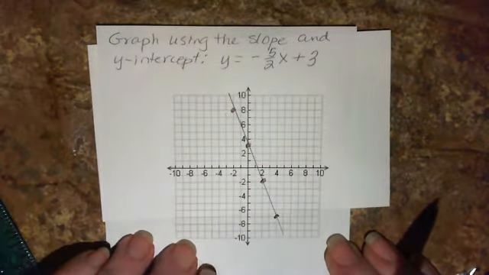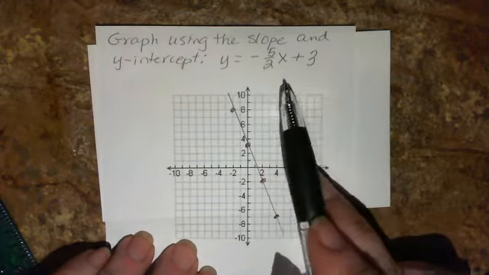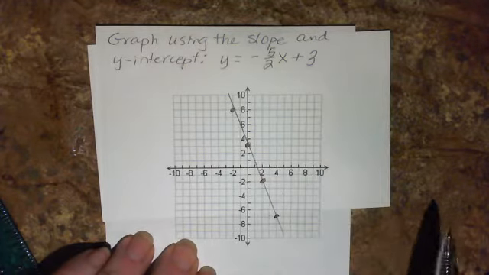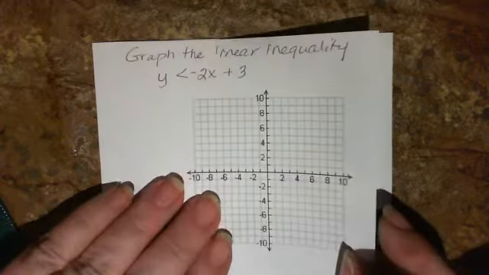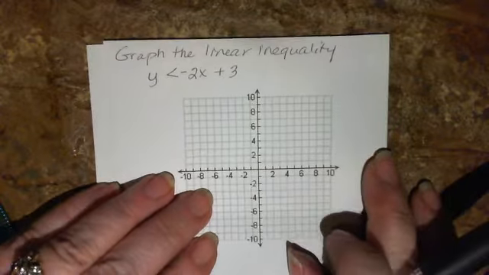Alright, then we graphed from the equation using the slope and the y-intercept. Okay. This is a little out of order from the way the book covered it, but I want to go ahead and graph linear inequalities here because we use the same skills with the extra steps.